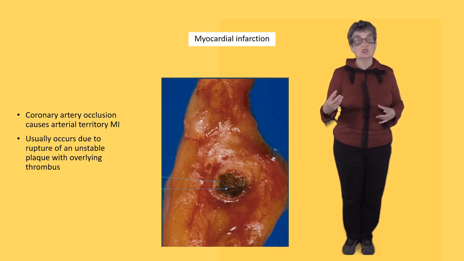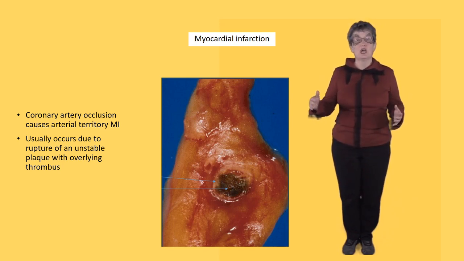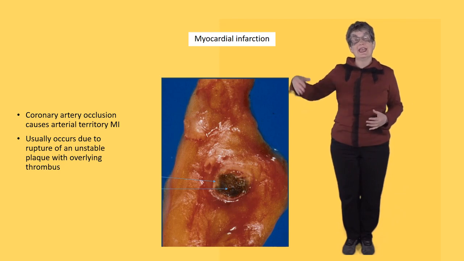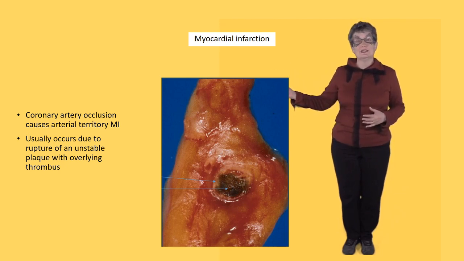This usually occurs due to rupture of an unstable plaque with an overlying thrombus. Here in the illustration you can see the thrombus, which is the dark part, and the plaque, which is the white part.